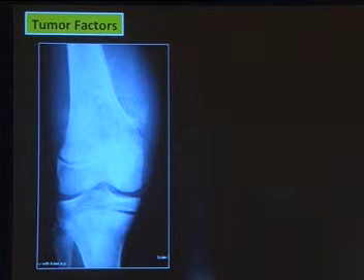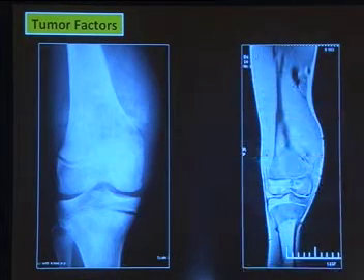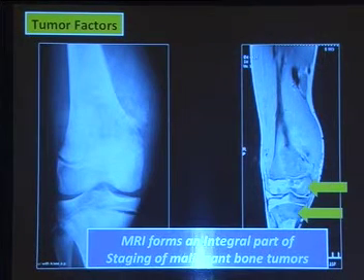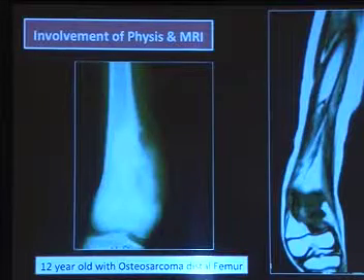Another important tumor factor, that's an osteosarcoma at the lower end of the femur. That's the MRI. Now, MRI did show that there was tumor both in the metaphysis of femur and epiphysis of femur, and there was also a lesion in the tibia. So, MRI forms an integral part of staging of malignant bone tumors. And of course, Dr. Gulia had clarified that.